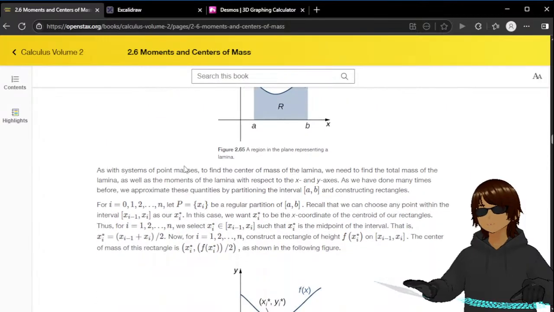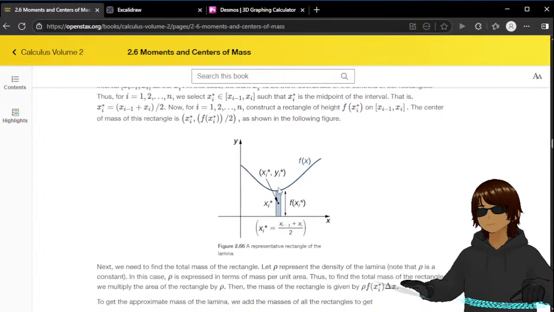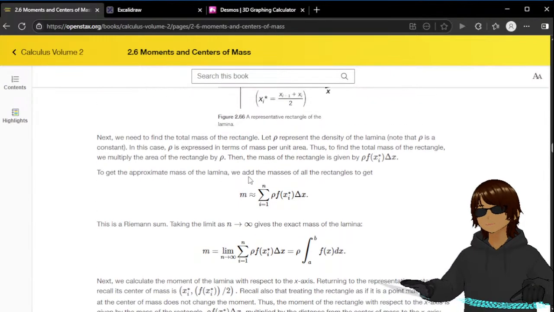As with systems of point masses, to find the center of mass of a lamina, we need to find the total mass of a lamina as well as the moments of a lamina with respect to the x and y axis. As we have done many times before, we approximate these quantities by partitioning interval [a, b] and constructing rectangles. To approximate the mass of the lamina, we add the masses of all rectangles to get this.